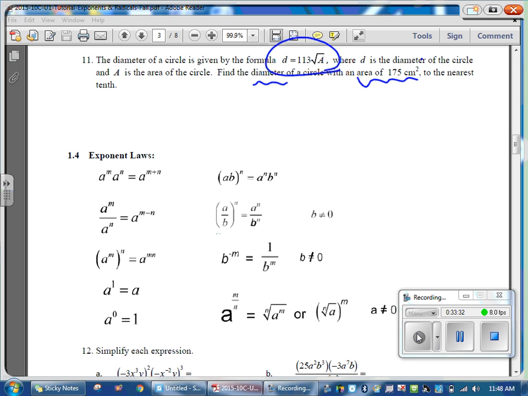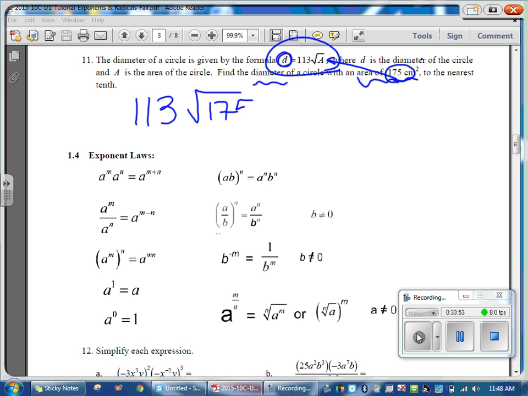It tells us D is diameter and we're solving for D. So that means this number is going to go where the A is. So I'm going to have 113 root 175. And that's how I'm going to find my area. Or sorry, my diameter. Pardon me. That's how I'm going to find the diameter.